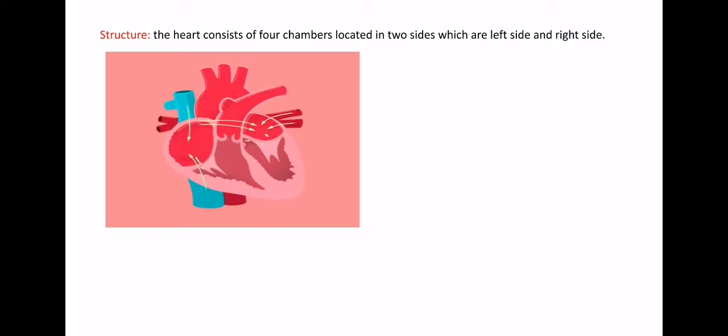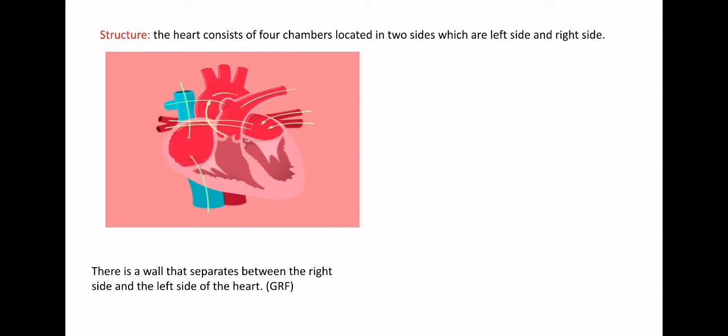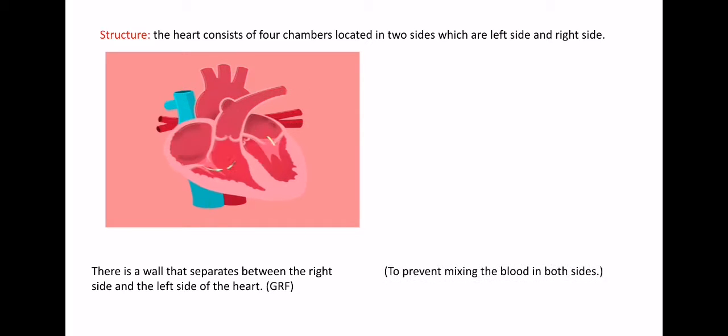The structure of the heart. Heart consists of 4 chambers, as we see here in the picture. They are located in 2 sides, the right side and the left side. And there is a wall between the right side and the left side. Why? To prevent mixing the blood in both sides.